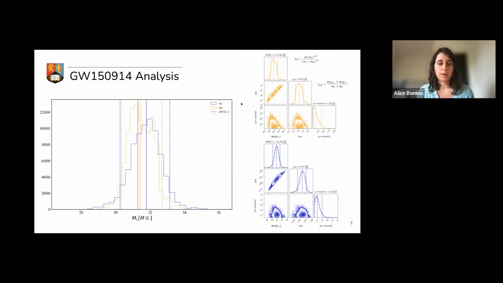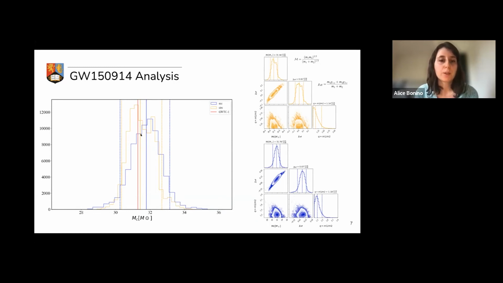I also performed eccentric analysis on GW15 and M14 and circular analysis. What I found is that in the eccentric analysis, the results are slightly higher than the ones we can find in the catalog from the LIGO analysis. This is something that we can expect. Indeed, the effect of eccentricity needs to be compensated.